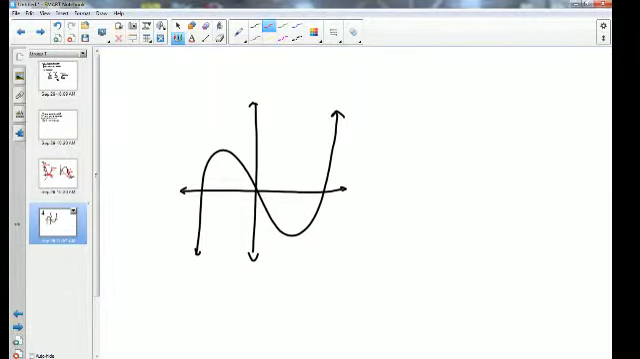Okay, let's call that f of x. What does the derivative graph look like? So you've identified this, what kind of a function is it? Cubic. It's a cubic, so the derivative will be a quadratic, right? Because if you have x cubed, the derivative is 3x squared. So we know it's going to be a U of some kind, right?